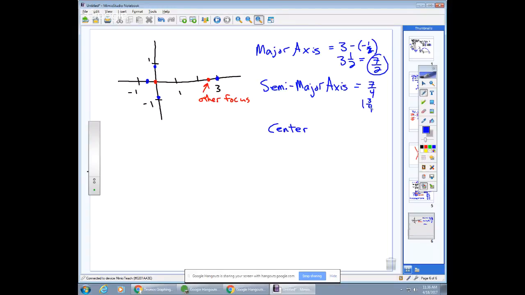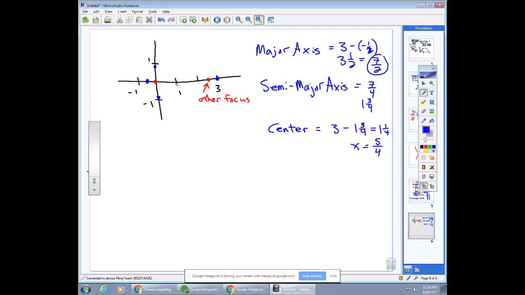So the center of this circle is going to be 1 3/4 units away from either vertex, because that is the length of the semi-major axis. So if I take 3 and subtract that 1 3/4, what's that going to give me? 1 1/4, or 5/4 should be the central x value here.